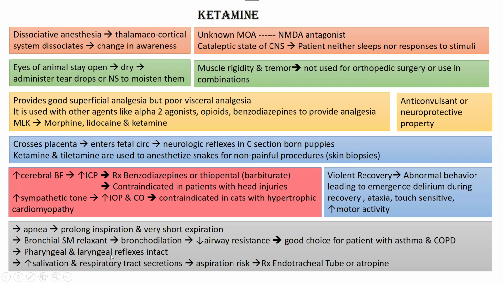Then pharyngeal and laryngeal reflexes will remain intact with ketamine, but ketamine increases the salivation in the GIT system and respiratory tract secretions, and because of that, there will be a risk of aspiration pneumonia. That animal will have that saliva and mucus in his trachea, and aspiration pneumonia will happen. So in order to avoid that condition, you can use either an endotracheal tube or use atropine as pre-anesthetic, that will decrease the salivary secretions or respiratory tract secretions and the risk of pneumonia.